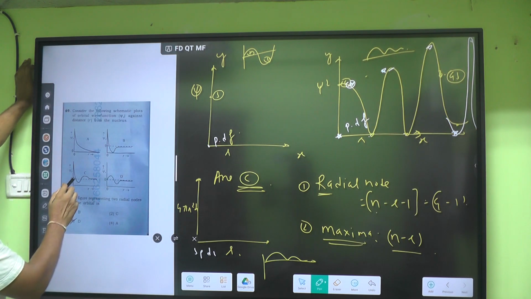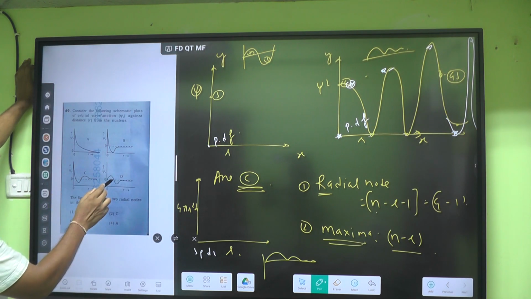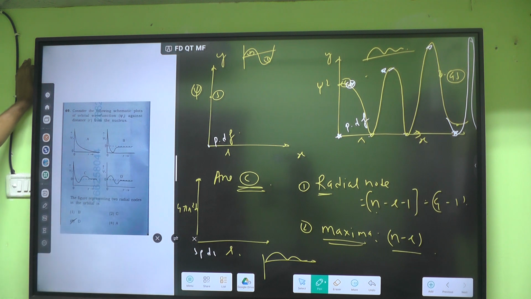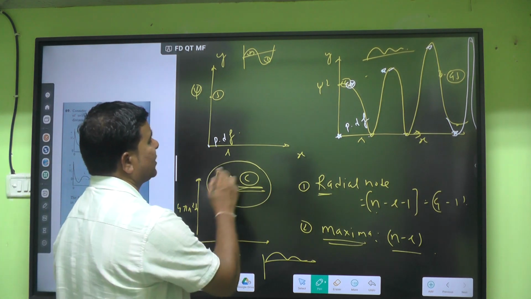What is a radial node? 1, 2 radial nodes here. What is here? Only 1 radial node here. So remember, only option C is correct. Which option is correct? Only option C is correct here.